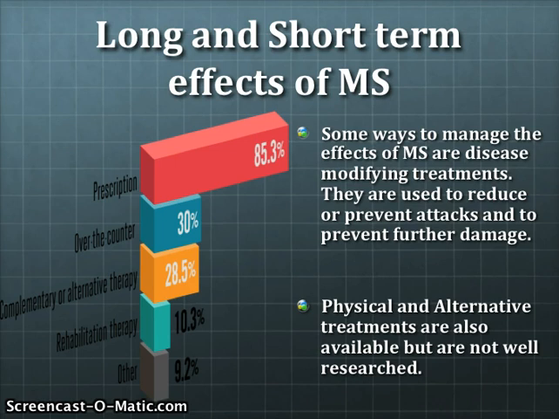And then, as in the picture, you can see that over-the-counter medicine is used about 30% of the time, and then 10.3% of patients use rehabilitation therapy, 28.5% use alternative therapy, and stuff like that. So there's more than one way to treat MS, just because everything's different and everyone is affected differently. So the treatment plan has to be somewhat tailored for you, because part of your treatment plan might help somebody else, but the other part of it might not, because theirs is so different.